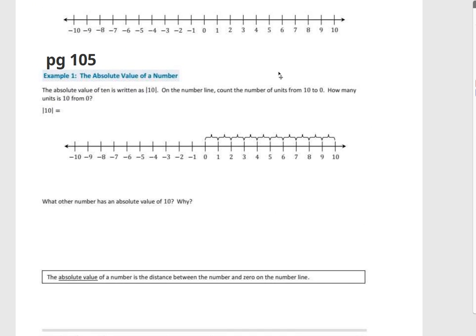Example 1 says, the absolute value of 10 is written as two straight lines with a 10 in the center. On the number line, count the number of units from 10 to 0. How many units are there? Well, what did we come up with? We've done this before, right? It's 10 units.